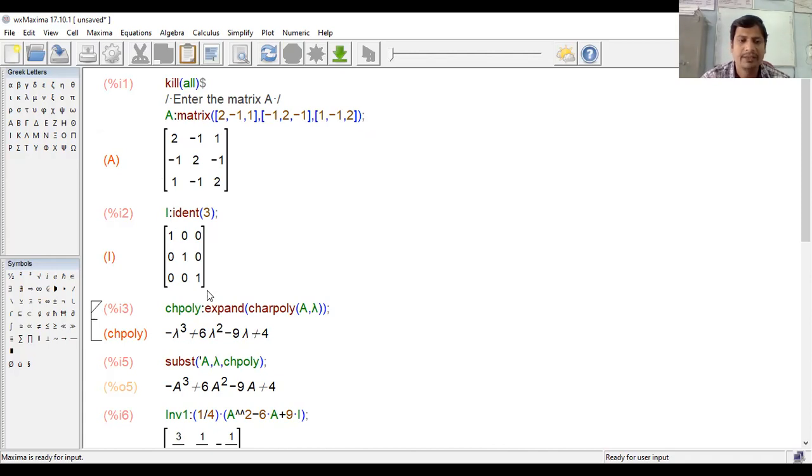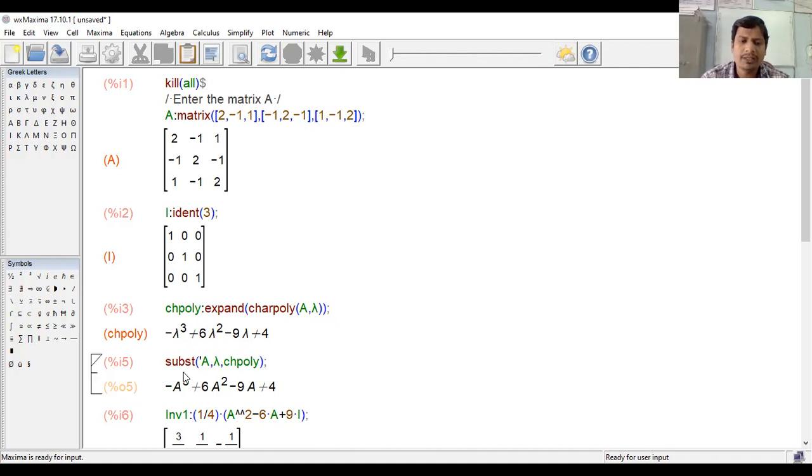That's the identity matrix. Then go to next, that is the CHPOLY, that is the characteristic polynomial. Then characteristic polynomial, then colon of expand, means simplification, expand, then characteristic polynomial of A comma lambda. Okay, A means the given matrix, after that lambda means you take the constant. After that, then double bracket close, then semicolon. After that, you press shift enter, then the equation immediately comes. That is minus lambda cube plus 6 lambda square minus 9 lambda plus 4.